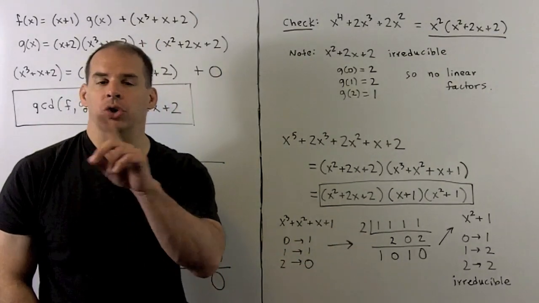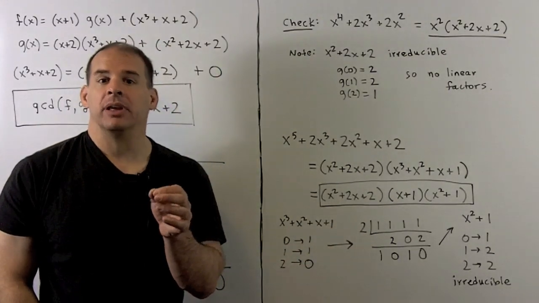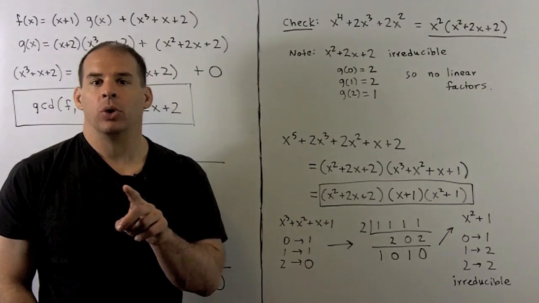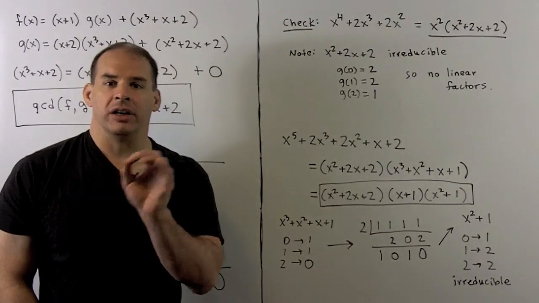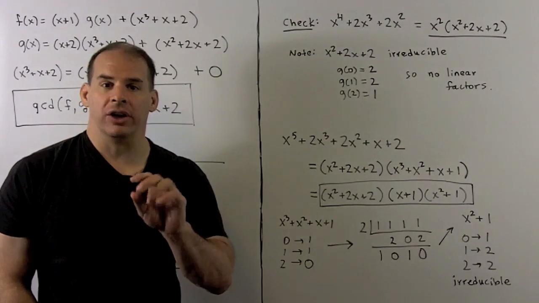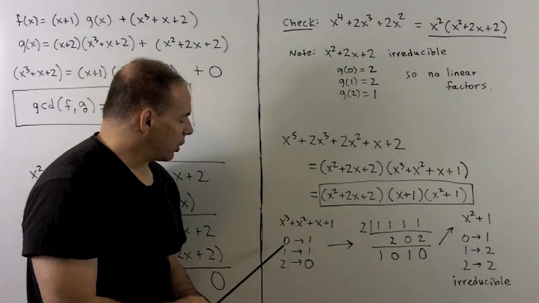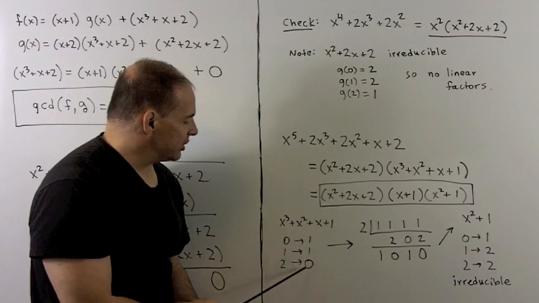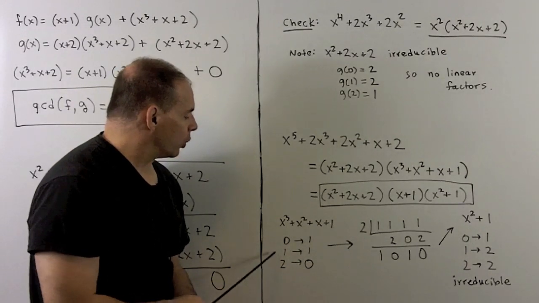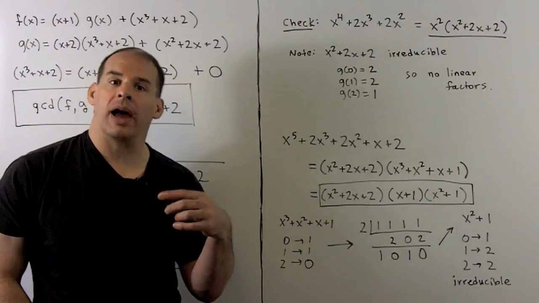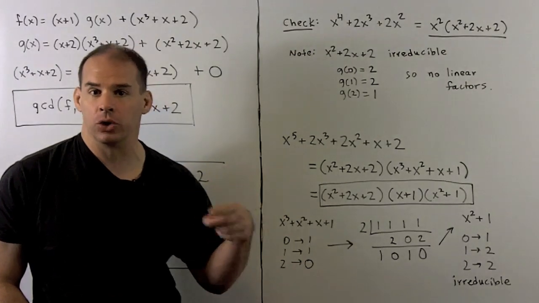Now, it's a cubic, so 3 things can happen. Either it's an irreducible cubic, or it factors into a linear and an irreducible quadratic, or 3 linear factors. When we check against 0, 1, and 2, I get a 1, 1, and a 0. So 2 is going to be a root, which means x minus 2, or x plus 1, is going to be an irreducible factor here.